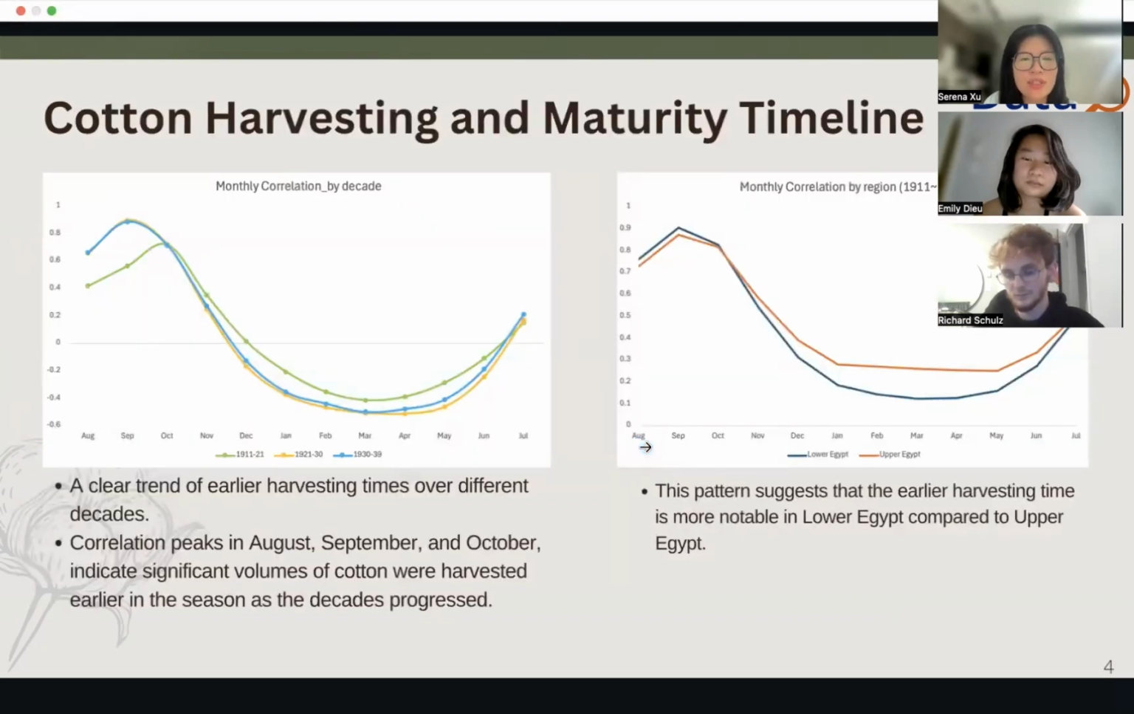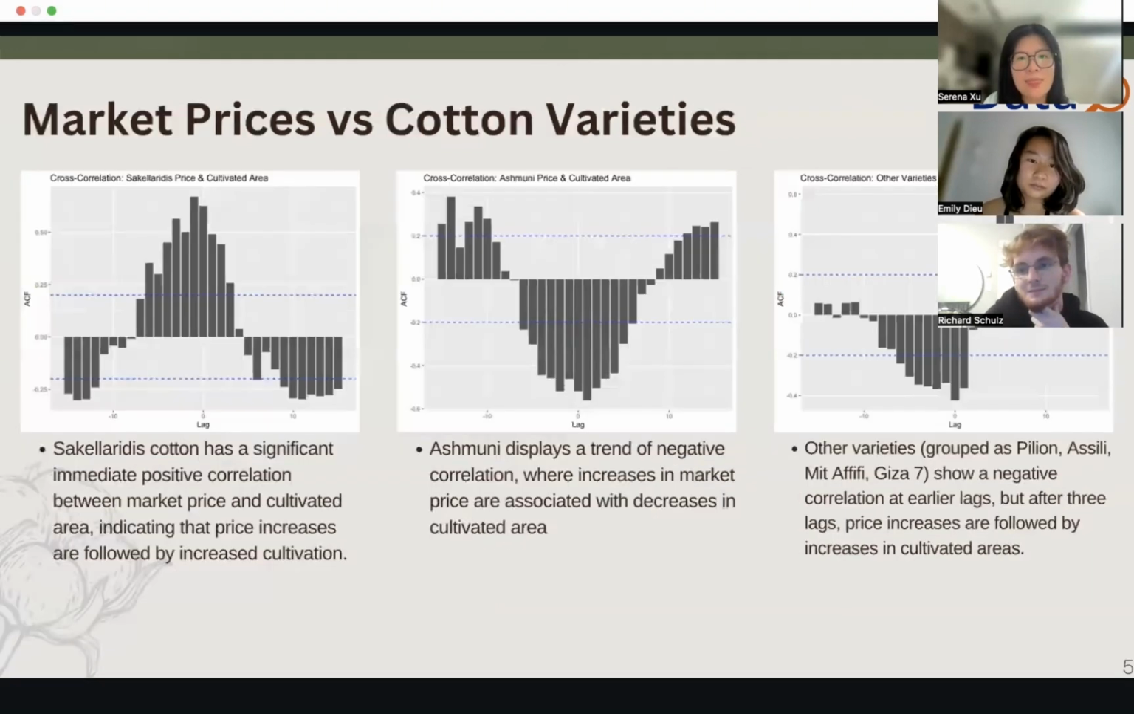For the cotton harvesting timeline, we observed a clear trend of earlier harvesting times over the decade. The correlation peaks in August, September, and October indicate that significant volumes of cotton were harvested earlier as the years progressed. This pattern was particularly notable in Lower Egypt compared to Upper Egypt.